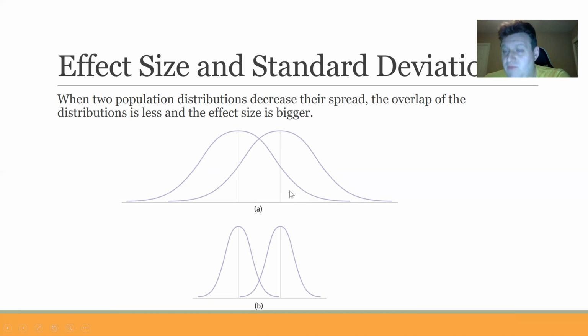If something naturally varies a whole lot, you need a much greater population mean difference for there to be an equally large effect size. So variance is important here. The smaller the natural amount of variation, the larger the effect size for a given population mean difference.